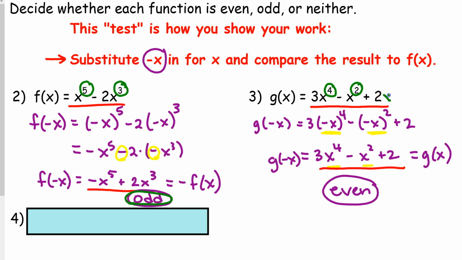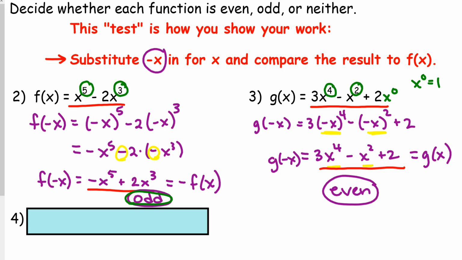2 is the same thing as x to the 0 power, so there's another even exponent. 2 is the equivalent to 2x to the 0 because x to the 0 equals 1. So all of the exponents are even. If it's a polynomial function, it's even. If all of the exponents are odd and it's a polynomial function, it's odd.